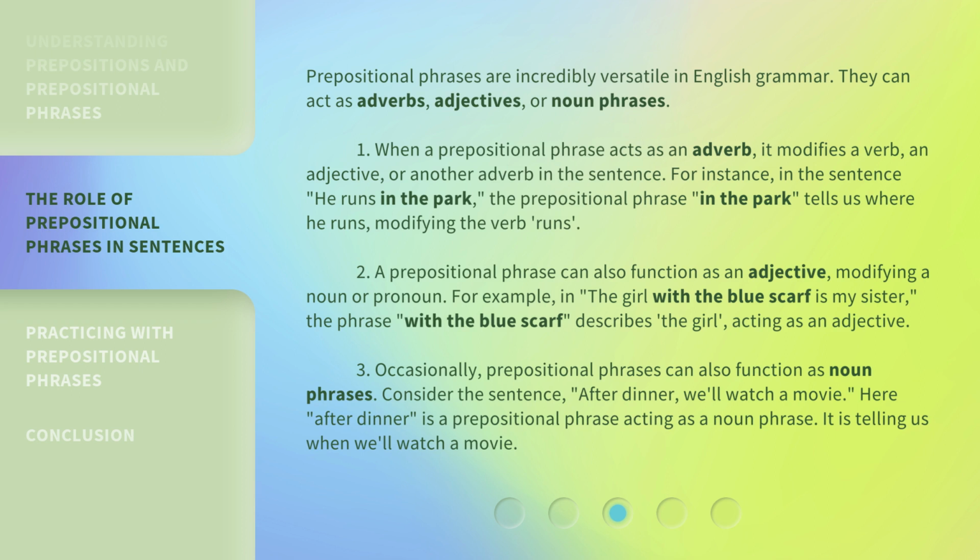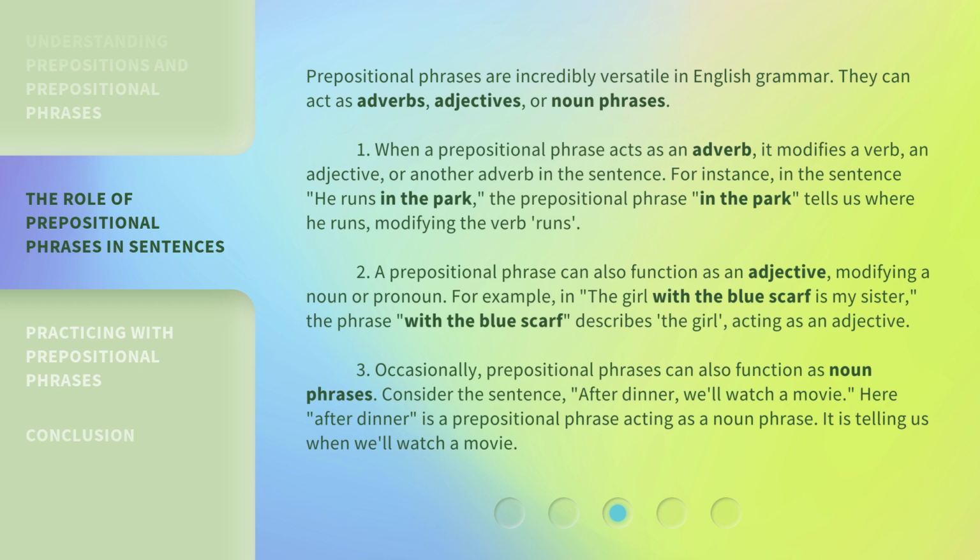Prepositional phrases are incredibly versatile in English grammar. They can act as adverbs, adjectives, or noun phrases. 1. When a prepositional phrase acts as an adverb, it modifies a verb, an adjective, or another adverb in the sentence. For instance, in the sentence, "He runs in the park," the prepositional phrase, "in the park," tells us where he runs, modifying the verb, runs.